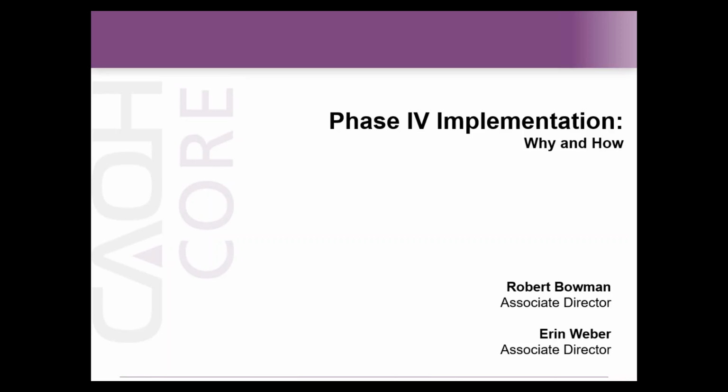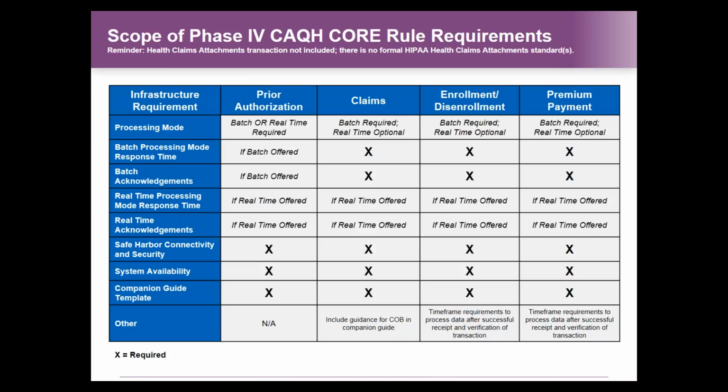What Erin and I would like to do in this next section is really to provide you a scope of the operating rules for Phase 4 and why and how to implement them. And really what's going to be key here is the why. But basically, as Gwen alluded to, there are the 4 transactions in Phase 4 for the prior authorization, claim, enrollment, disenrollment, and the premium payment transaction. And these 4 transactions are all part of the Phase 4, and there's very specific infrastructure requirements for each.